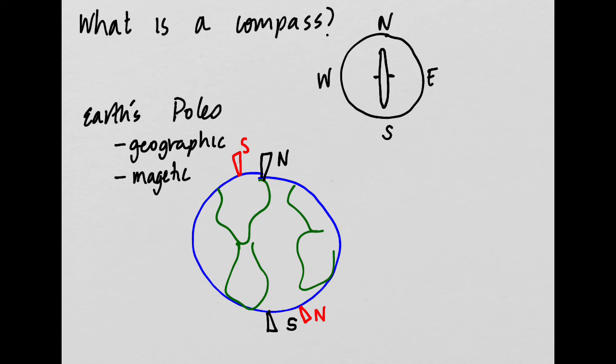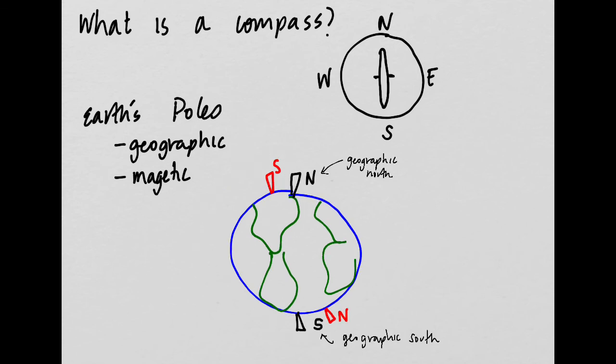So I'm going to rearrange this. All right, there we go. We have the geographic north and the geographic south, and we have the magnetic south up here by geographic north, and we have the magnetic north down here by the geographic south.